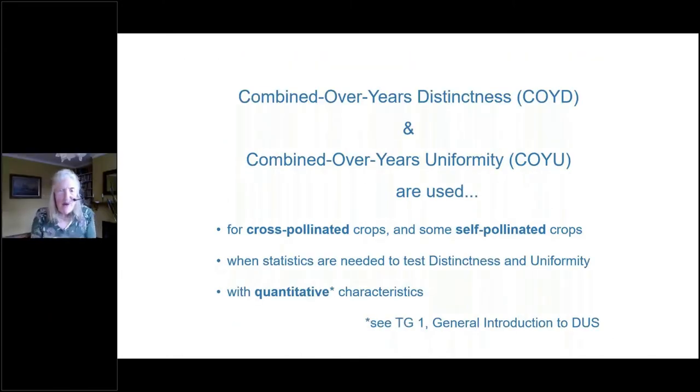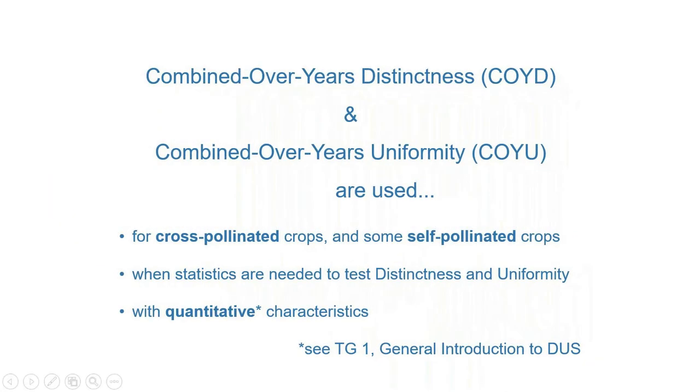Good morning. My name is Sally Watson. I work for the Agri-Food and Biosciences Institute here in the UK. And my talk to you this morning is a presentation of an overview of the combined over years distinctness and combined over years uniformity criteria, otherwise known as COYD and COYU.